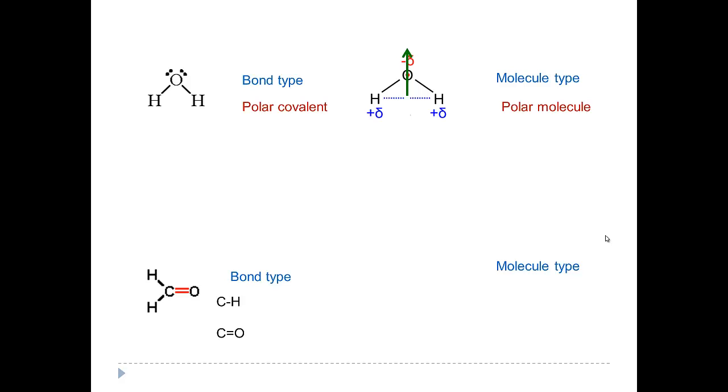Again, here you're going to have two different bond types, C to H, and then the C double bonded to the O. Both of these will be polar covalent because there's a difference in electronegativity between the atoms. And the molecule type will also be polar. The oxygen, again, has the highest electronegativity, so it's going to be pulling the electrons up towards it, nothing to cancel it out on the other side. Two more examples.